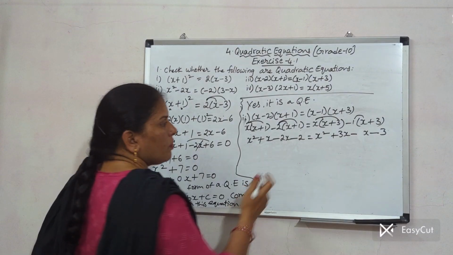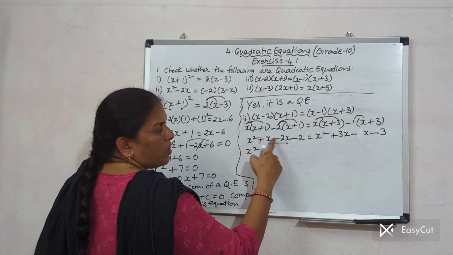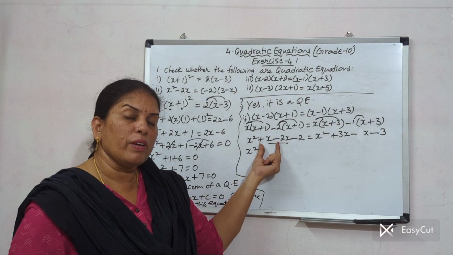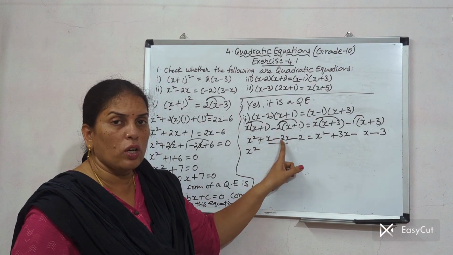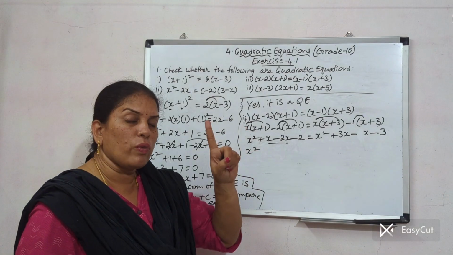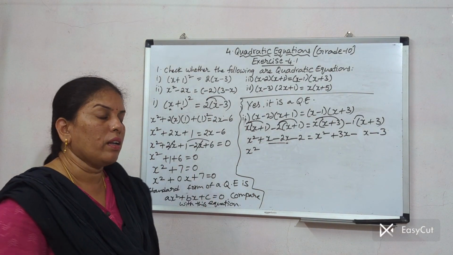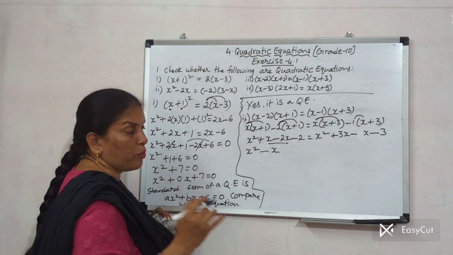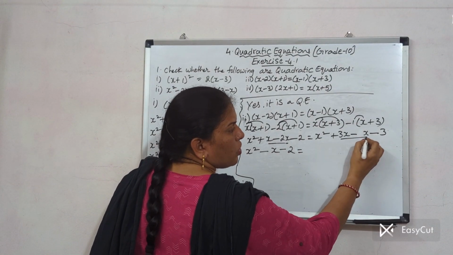Now, any cancellation? X square, like terms. Opposite signs means what should we do? Opposite signs means we must subtract. If you are having same sign, these two are like terms, no? Same signs means you must add. Here, what is the coefficient of x? 1 is the coefficient of x. So, 2 minus 1 is 1. Bigger number is having minus. Minus 1x or x, both are same only. Minus 2. Okay?